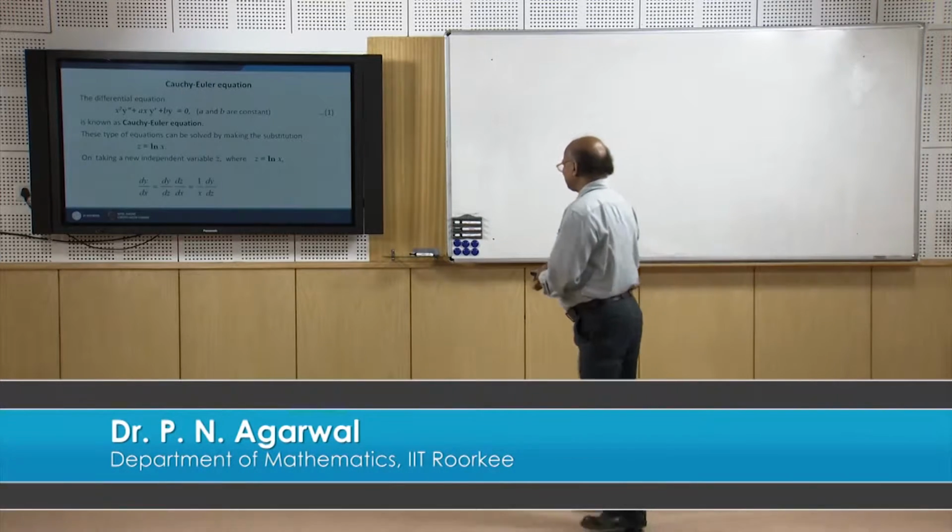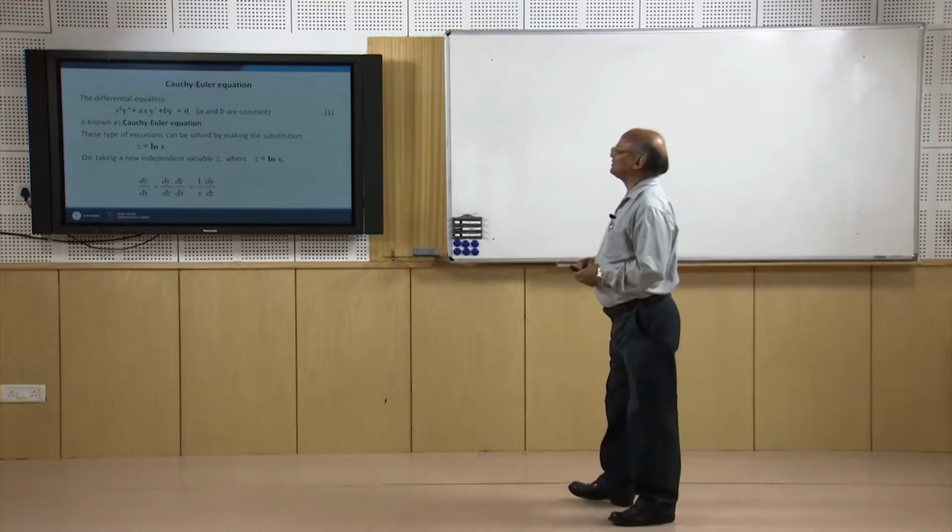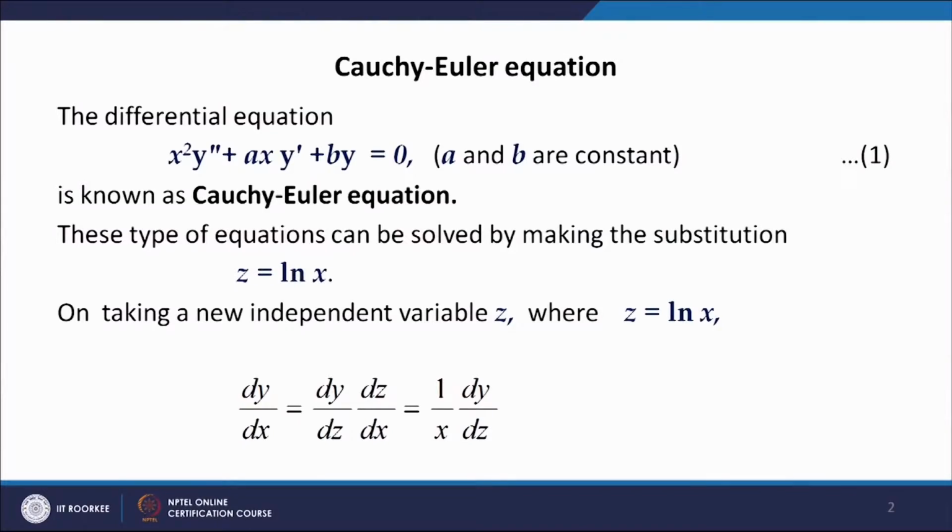The second order differential equation x squared y double dash plus a x y dash plus b y equal to 0, where a and b are constants, is known as a Cauchy-Euler equation. Now you can see that this is a second order linear differential equation with variable coefficients. The coefficient of y double dash is x squared, the coefficient of y dash is a x. So the coefficients of the derivatives are functions of x.